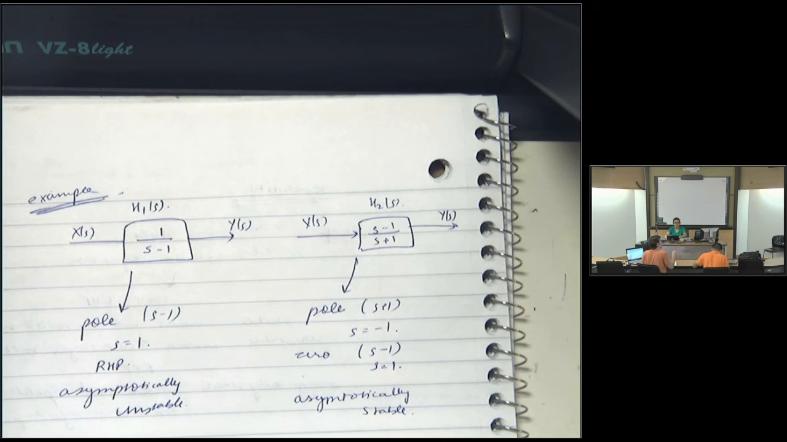Can you show us again the notes where you have the criteria for stability, like the poles? Sure. This one, right?